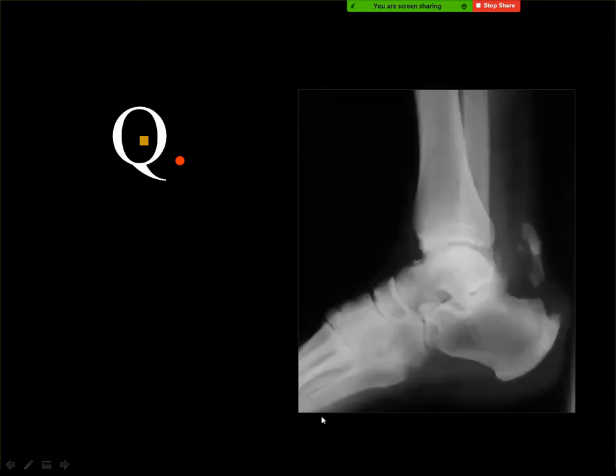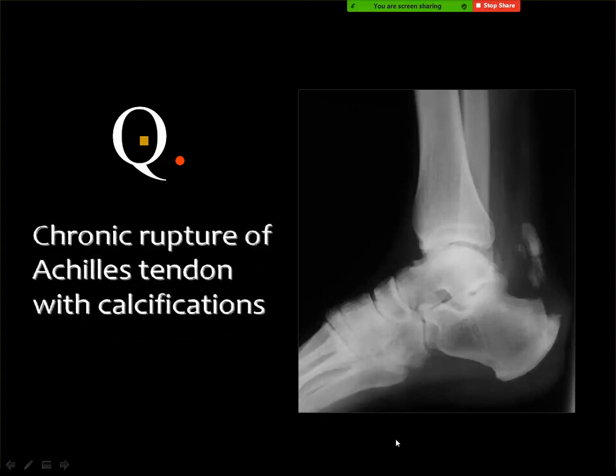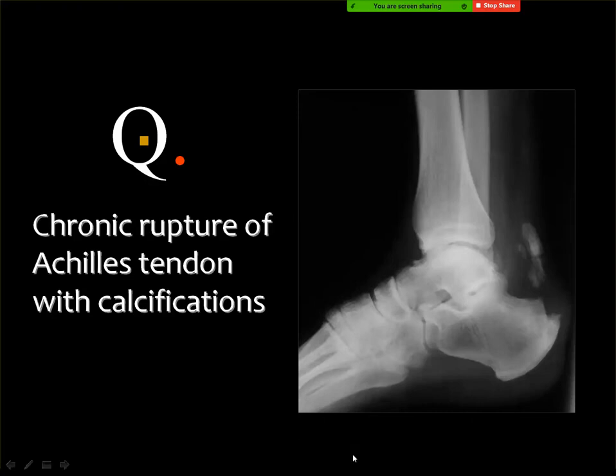And this is X-ray of the ankle joint. Stone of the Achilles tendons. Yeah, stoned Achilles tendon means that the Achilles tendon is made of bone, and this is a sequelae of chronic and neglected tear of the Achilles tendon.